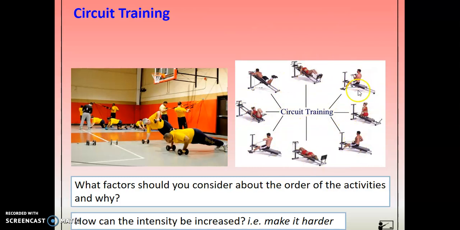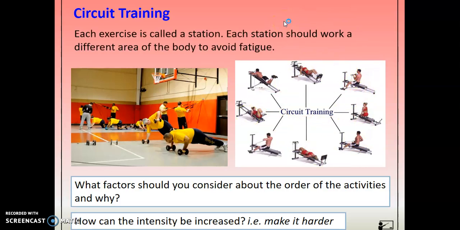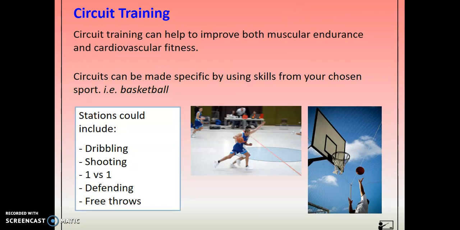You can mix and match it. You can give yourself rest periods. You can do a skill circuit rather than a fitness circuit. Really, really adaptable. It could improve endurance, cardiovascular fitness. It could improve any component of fitness.